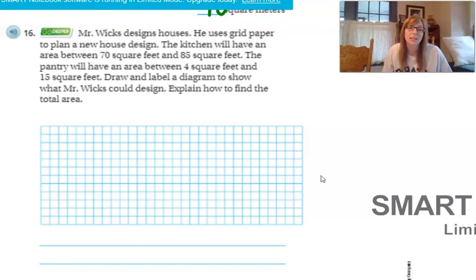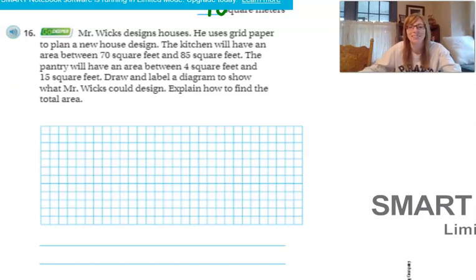Draw and label a diagram to show what Mr. Wick could design. Okay, so it's saying could. So you have to remember, it's not set in stone. Okay, so you're going to draw a kitchen that has an area between 70 and 85. He's not telling you exactly, but he's giving you a little wiggle room so you can figure that out. And then the other one has an area between 4 and 15 square feet. So you're going to do your own design, okay? So take a moment, pause me, and draw your design.